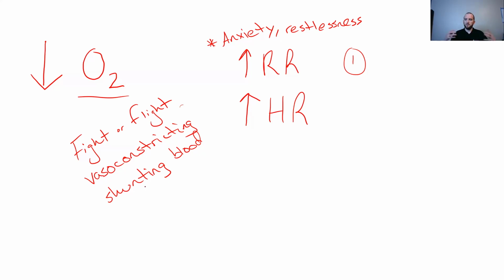Shunting blood to the core, right? So our body starts to prioritize making sure we're getting enough blood flow and oxygen to the super important stuff, right? So we get all of that vasoconstricting, that shunting of the blood to the core away from the less important stuff. And that's all in an effort to try to maintain a blood pressure, right?